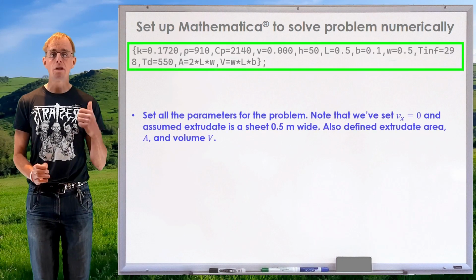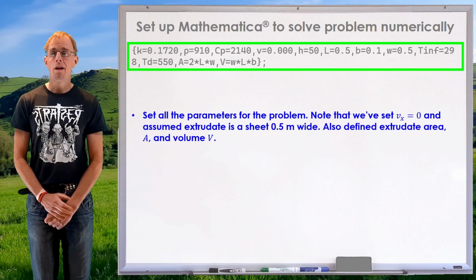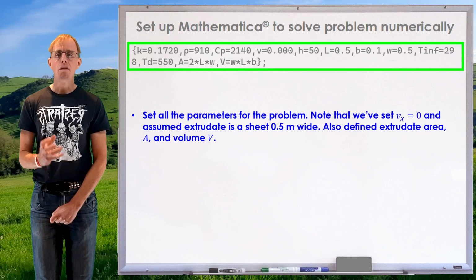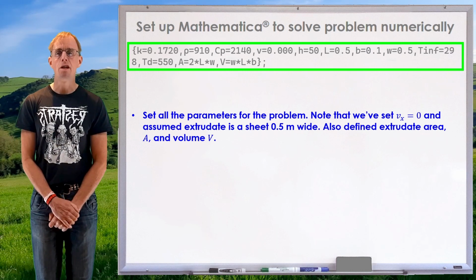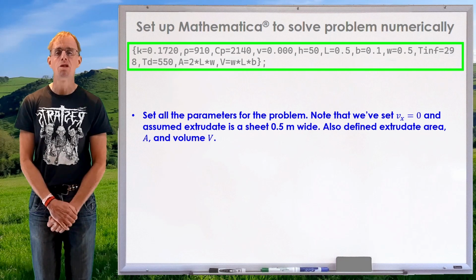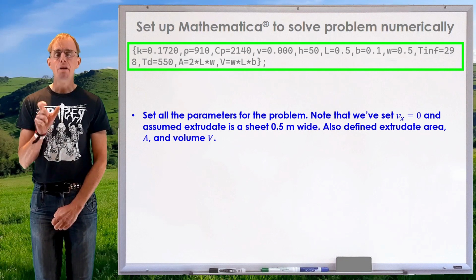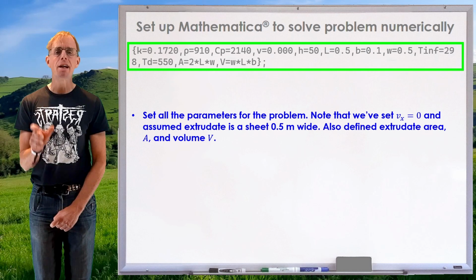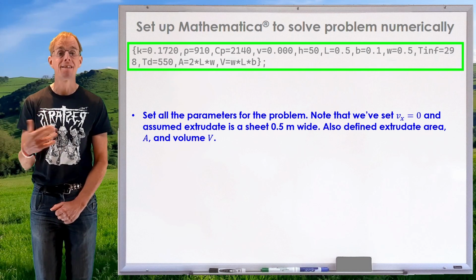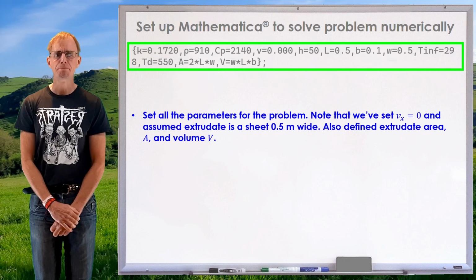So if we look, this is a list of variables. I've got K as my thermal conductivity, 0.172 watt per meter per Kelvin. Rho as my density, 910 kilos per cubic meter. Cp as my specific heat capacity of 2,140 joules per kilo Kelvin. V there is the advection velocity of the film, and I'm setting that initially to 0, so V there is Vx in the equation that I've written down.